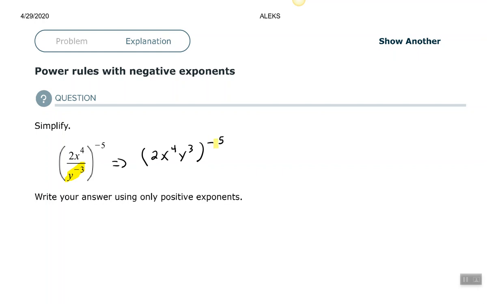So now I want to rewrite this to where that exponent on the outside is positive. And remember, to do that, you just take the reciprocal of the inside. So everything is in the numerator. So in this case, everything will go down to my denominator. And since I did not have anything else in my numerator, I'm going to put a 1 up there.